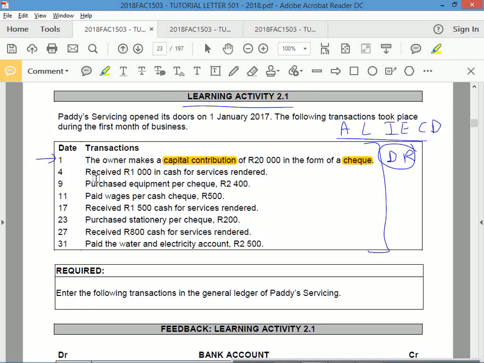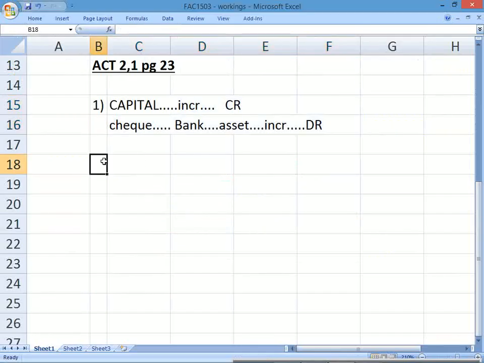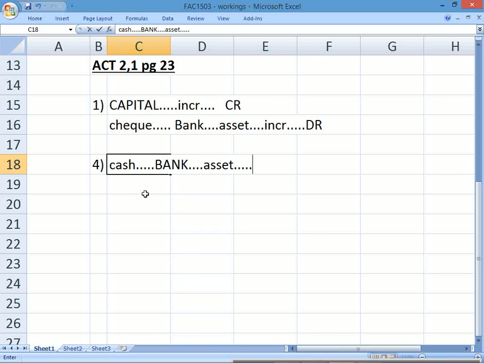I'll do another one. Let's do another one here together. Received 1,000 in cash for services rendered. Highlight the word cash, highlight the words services rendered. See, that's my key word. If I'm looking at workings, this is number 4. I would have done this. Cash leads me to think about bank. Do I know what bank is? Yes, I know bank is an asset. What is happening to the bank if I'm rendering a service?